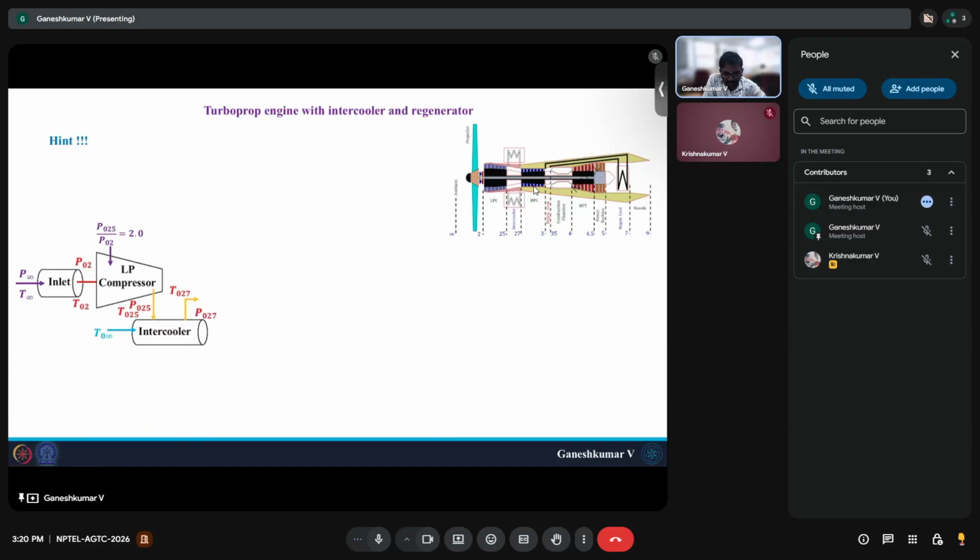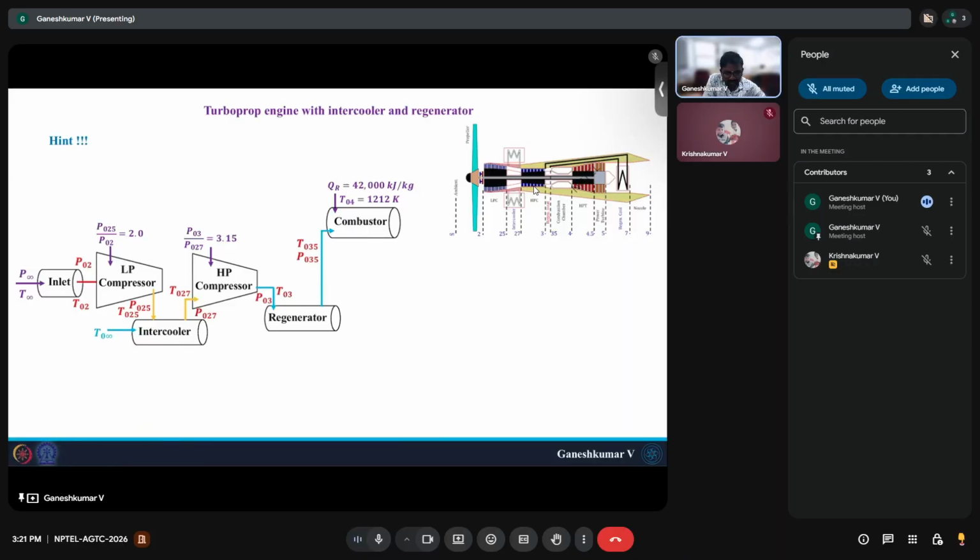So that is one difference compared to the turbofan engine, where the air from the fan in the ducted fan will enter the intercooler, get heated up and go out. Here it's slightly different. T0 infinity air enters and leaves. Okay. And then you have the HP compressor across which the pressure rises 3.15 times, and then you have a regenerator. In the regenerator some heat is added, and then in the combustion chamber some more heat is added.